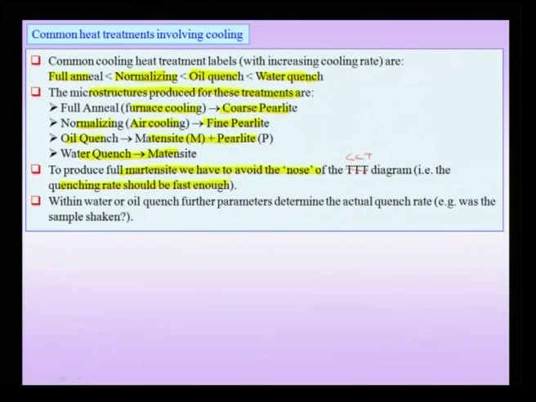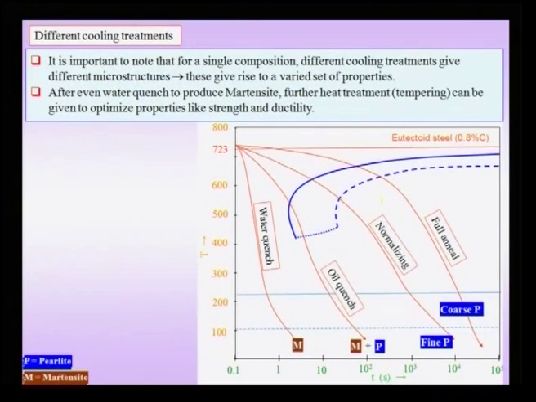Now, in naming these treatments like water quench, oil quench, normalizing, etc., and also noting the quench rate, we have made some simplifications, and there are further parameters which we need to take into account to actually determine how the quench rate changes within a particular treatment, which we will take up in one of the coming slides. So, let us now overlay the different cooling treatments on top of the CCT curve.